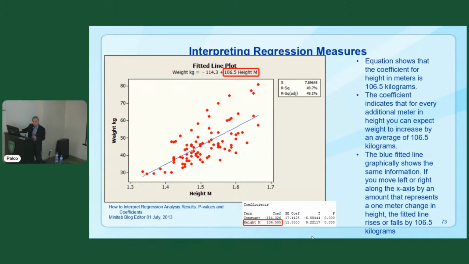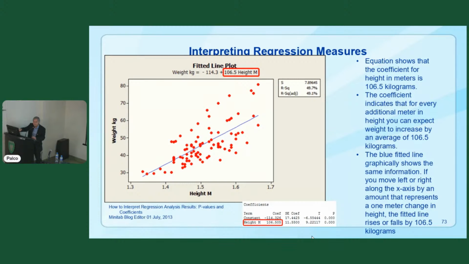That's what it's saying. So here you have the classic: weight equals minus 114.3 plus 106.5 times height in meters. So weight in kilograms and height in meters. The first number here, that's your B0 in a linear regression. I don't have time to refresh you on linear regression, but that's your intercept coefficient. That's your value for Y, which is the weight, when X is equal to 0. It's like the average of all weights.